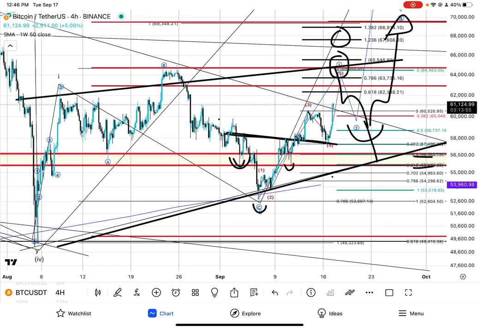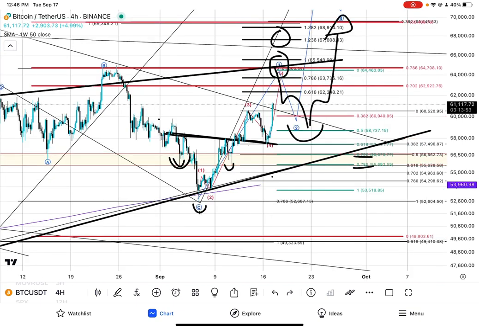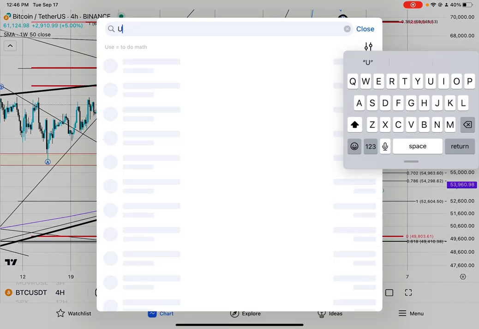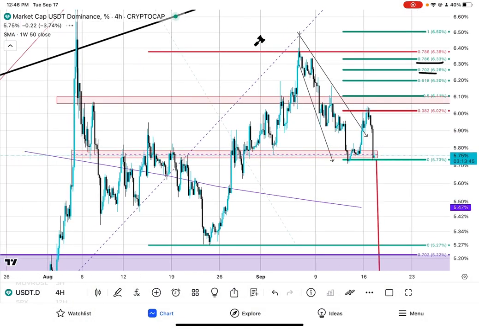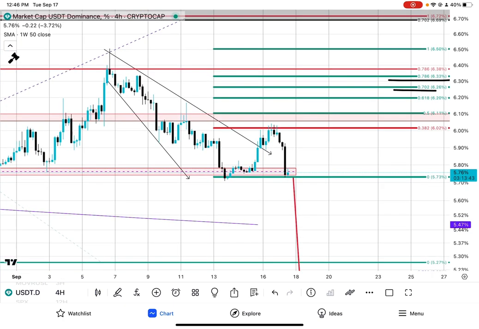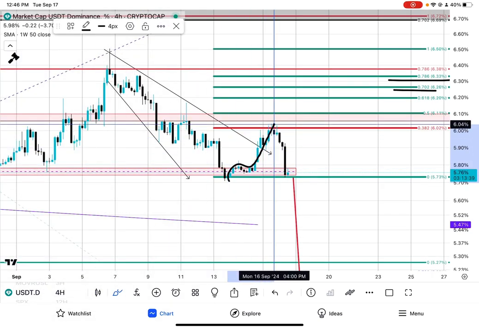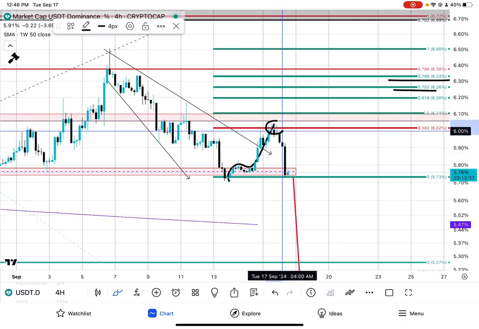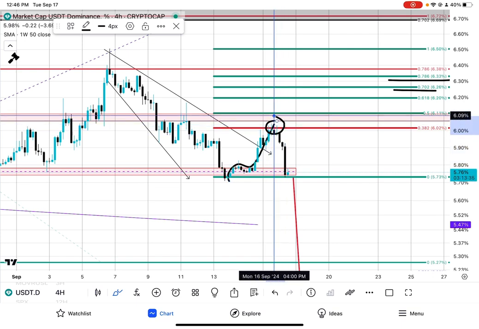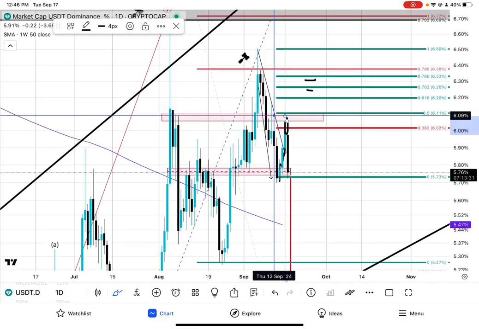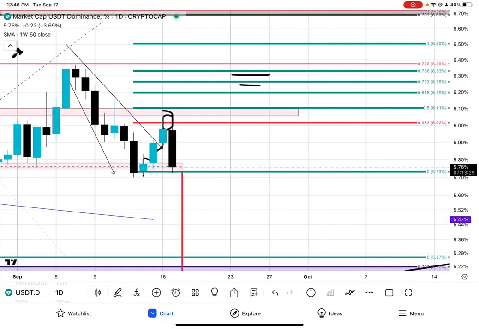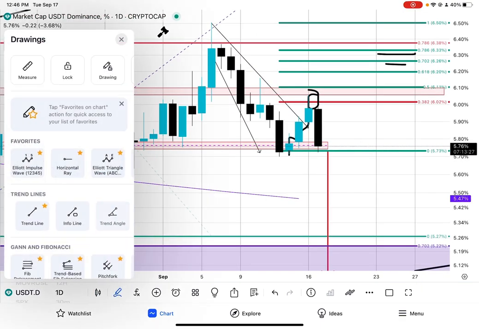Right here. Okay, so we'll continue to monitor this along with USDT dominance. So this is USDT dominance over here. As you can see, we were in a broadening wedge pattern. We had a breakout, but then you had a fake out at the 38.2% fib, and then on the daily we have a bearish engulfing. See this bearish engulfing over here?